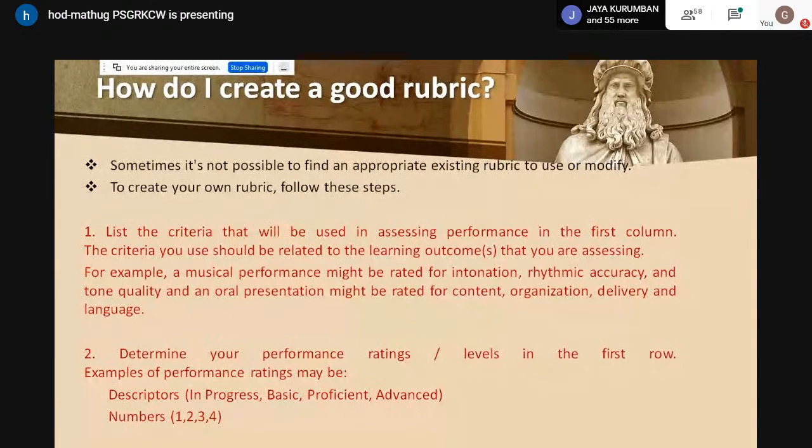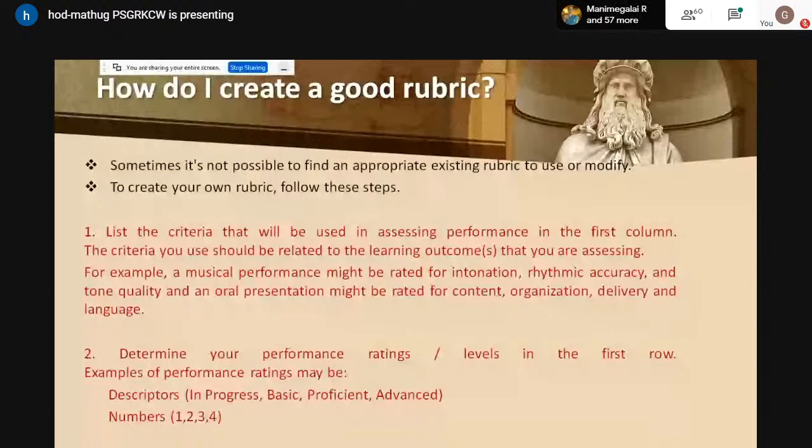So how do I create a good rubric? To create your own rubric, you have to follow these steps. List the criteria that will be used in assessing performance in the first column. The criteria you use should be related to the learning outcome that you are assessing. For example, a musical performance might be rated for intonation, rhythmic accuracy, and tone quality, and an oral presentation might be rated for content, organization, delivery, and language. So, whether it is an art subject or a science subject, you cannot have the same criteria in the rubric.